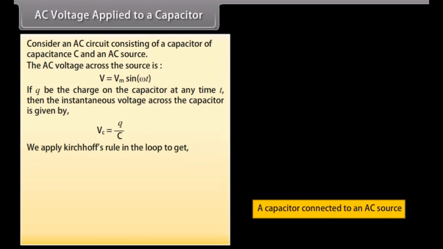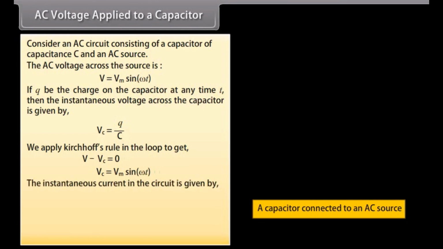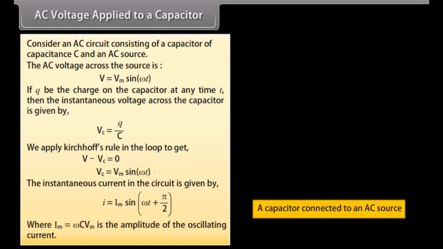We apply Kirchhoff's rule in the loop to get V minus Vc is equal to 0. Now we put the value in the above equation. Vc is equal to Vm sin omega t. The instantaneous current in the circuit is given by Im sin(omega t plus pi by 2), where Im is equal to omega C Vm, the amplitude of the oscillating current.